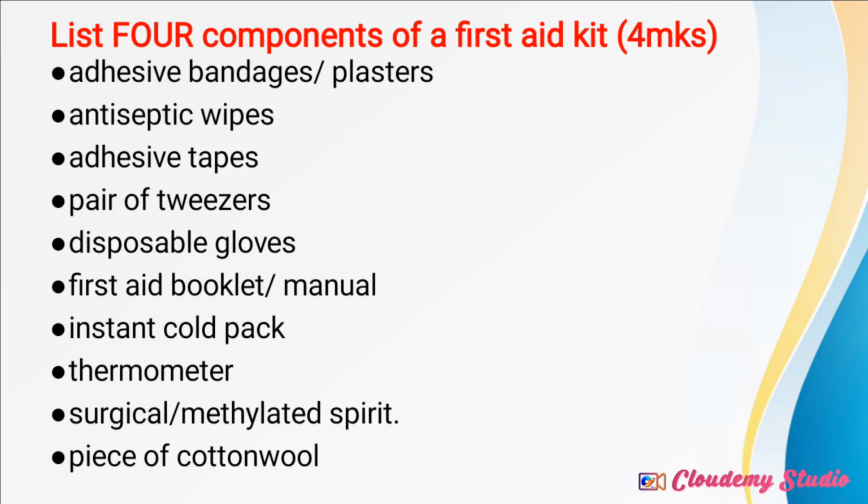The next is a piece of cotton wool. A piece. You cannot just say cotton wool, because let's say it's 1 ton of cotton wool. 1 ton of cotton wool cannot fit inside a first aid kit. Then we have a burning cream or gel. These are burning creams that can be used after washing the wounds, to dress the wound, maybe to make it moist or make it dry.